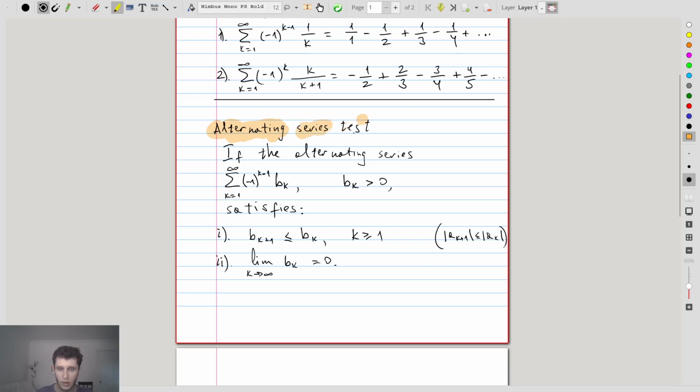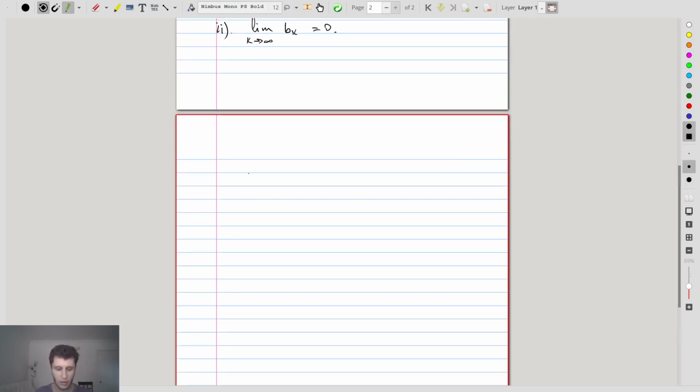So I would like to illustrate it. So let me draw the number line. So here are the real numbers, right? And let's show here the partial sums of our alternating series.